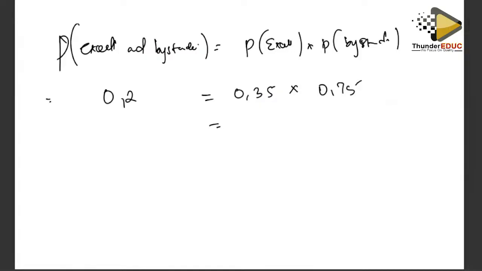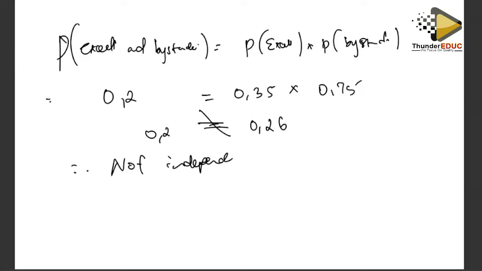Let's multiply what is on the right. If we get the same thing, then we're good to go. So the answer that we're getting is 0,26. Now we can see that 0,26 is bigger than 0,2. Okay, so in this case, they are not independent. Therefore, not independent. So they can only be independent if the left is equal to the right.